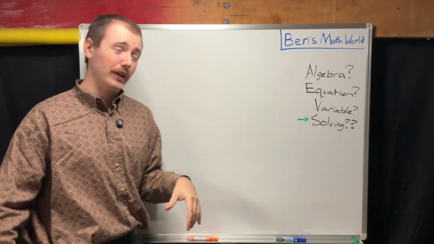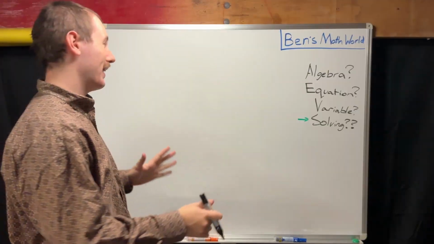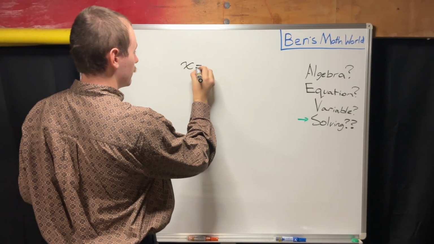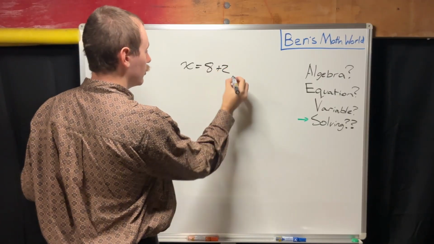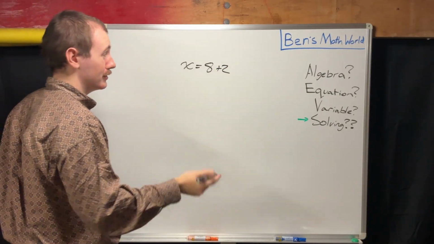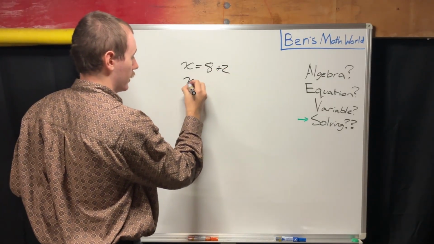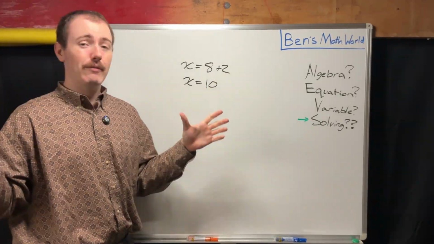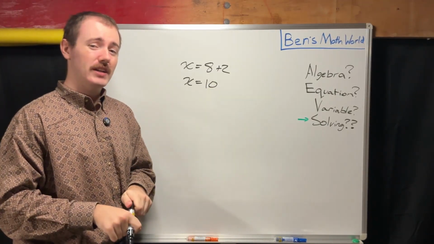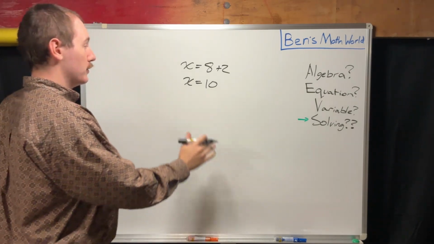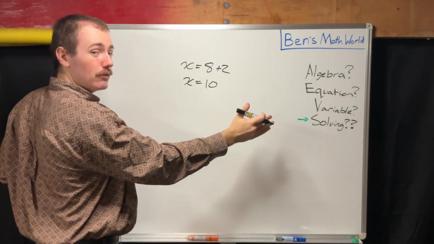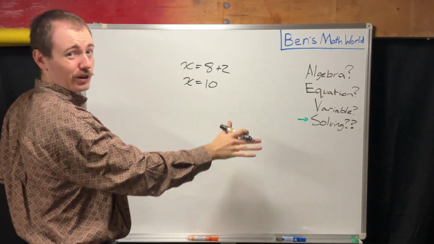Now, what is solving? Solving is when we don't quite have the answer yet. So here, we're going to write our classic x equals 8 plus 2. To solve this, what's 8 plus 2? x is equal to 10. Now, we know what x equals, and we've solved for x in this equation. Now, solving is when you're going to have your variable by itself on one side equal to a number, or as close as you can get to that.